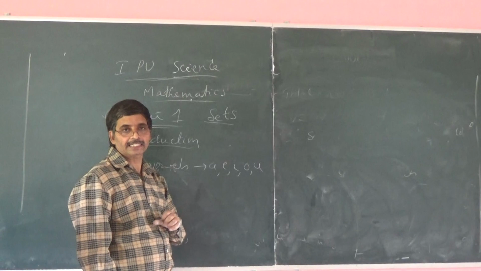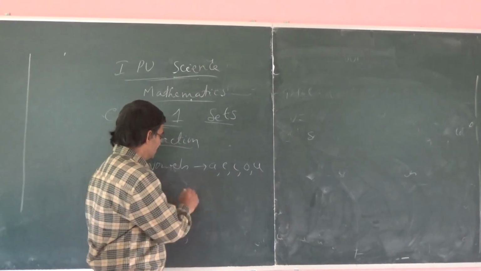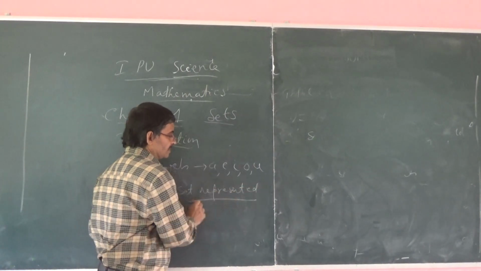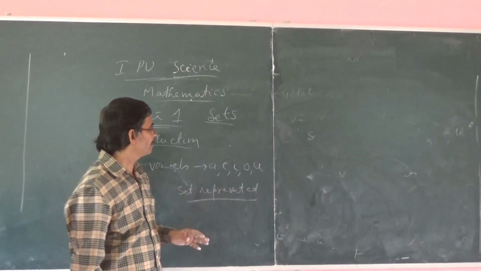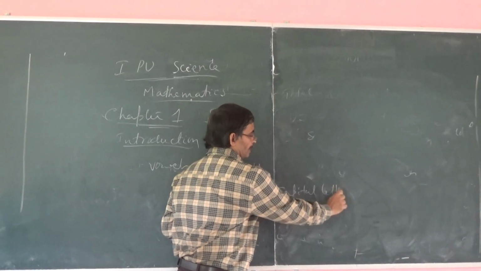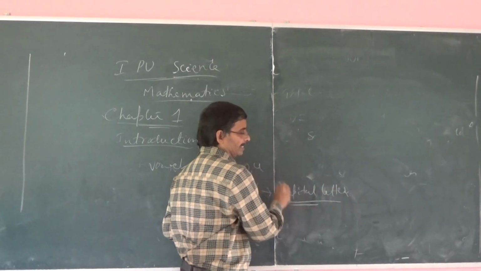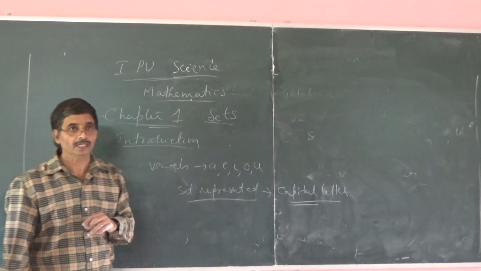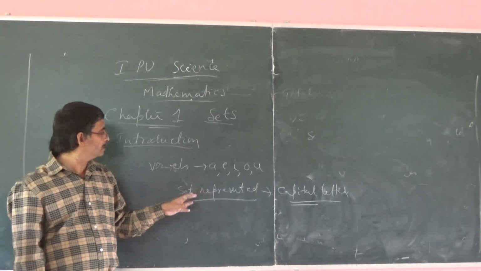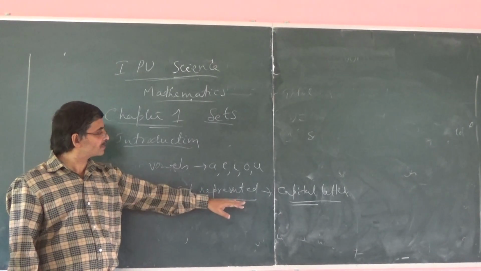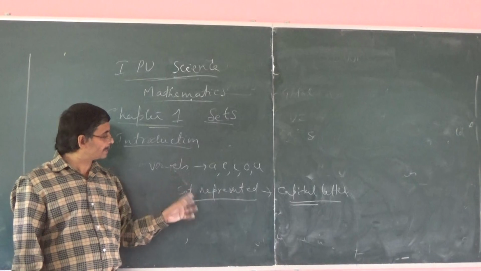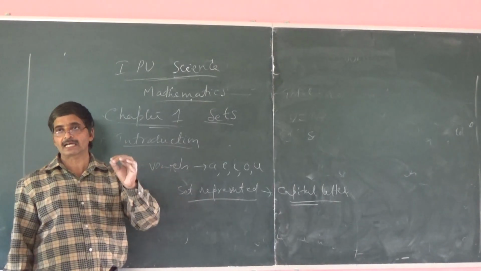Now, how to represent a set? Set representation. How are sets represented? The first thing is you give a name to a set by using a capital letter. A capital English alphabet letter is used. Any capital letter, A to Z, can be used. That is the first thing you have to remember. So capital letters are used for representing a set.